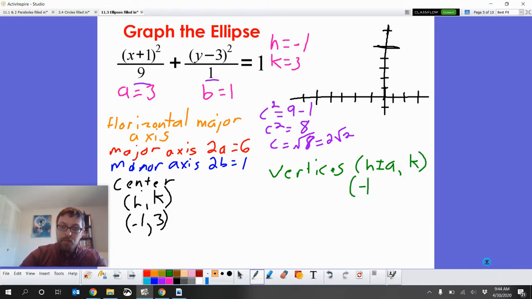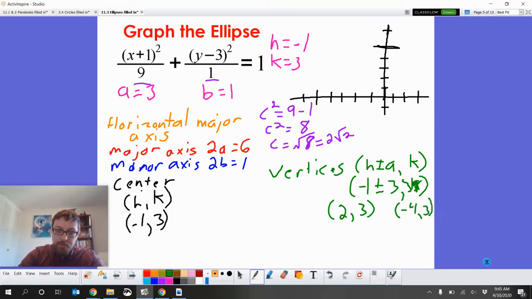So our h value is -1 plus or minus our a value, which is 3, comma k. So if we converted those into numbers, -1 plus 3, that is 2, comma, oh, I forgot, what's my k value? It's 3. Did I do that backwards? Oh, a is 3 and k is 3, so they're both 3. We just had multiple 3s and it threw me off. So -1 plus 3 is 2, 3. And then -1 minus 3 is -4, 3. So there are our 2 vertices.